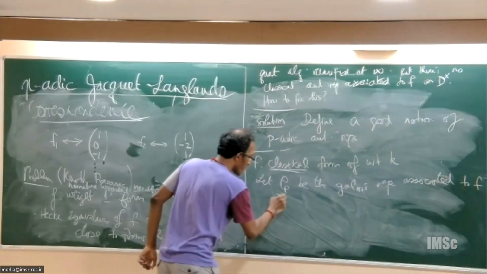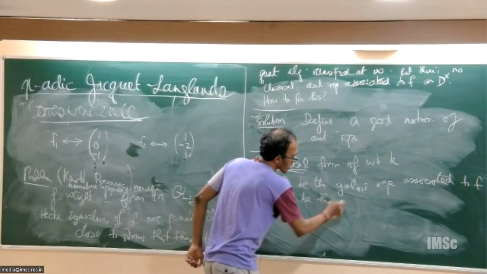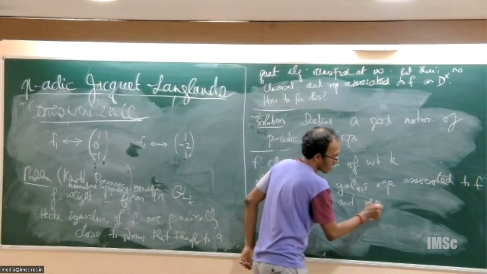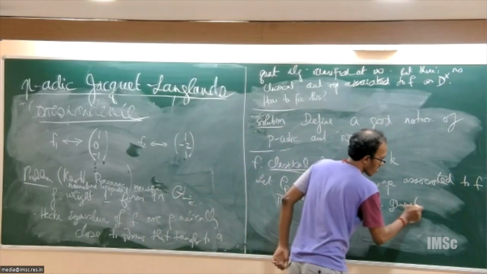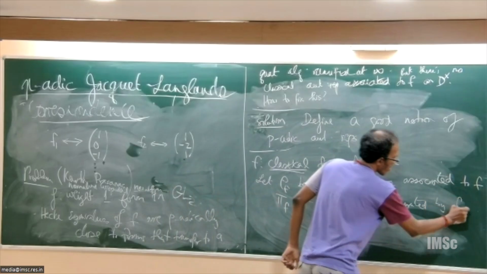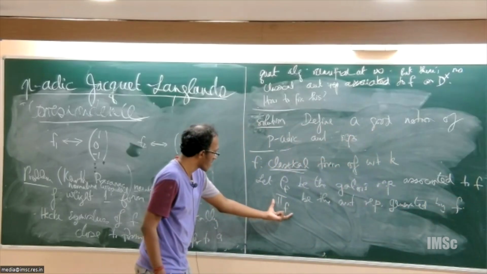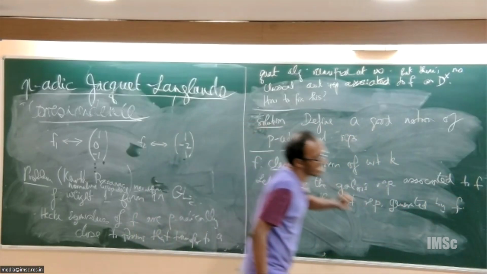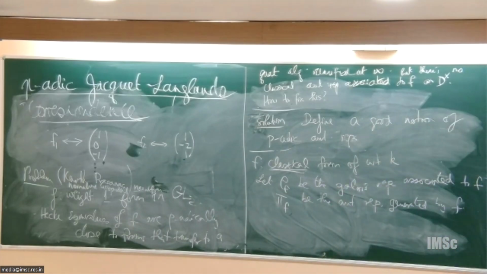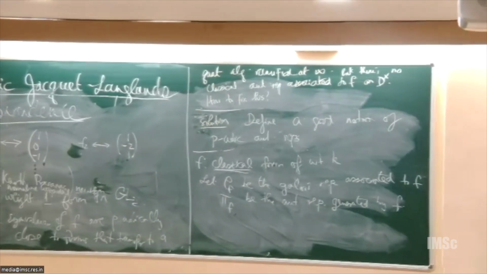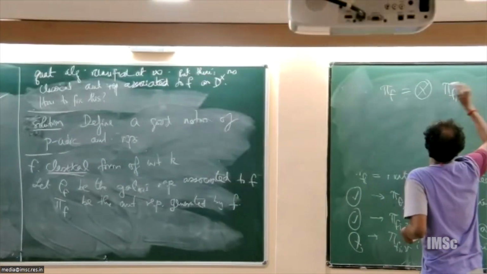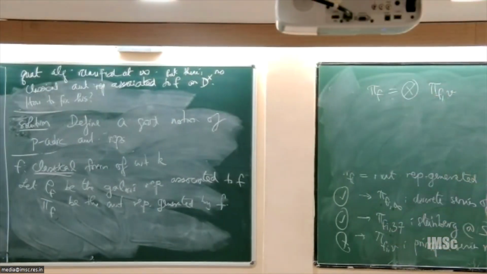And pi f be the automorphic representation generated by f. Now I'm going to start from pi f and try to cook up something p-adic. It's really quick, I promise. It's as follows. So pi f has a tensor product decomposition, like so, of local components.